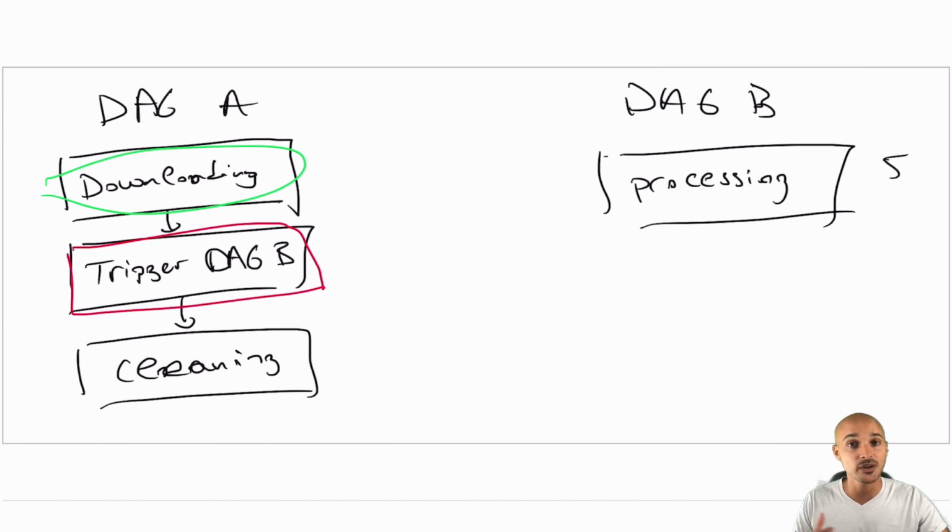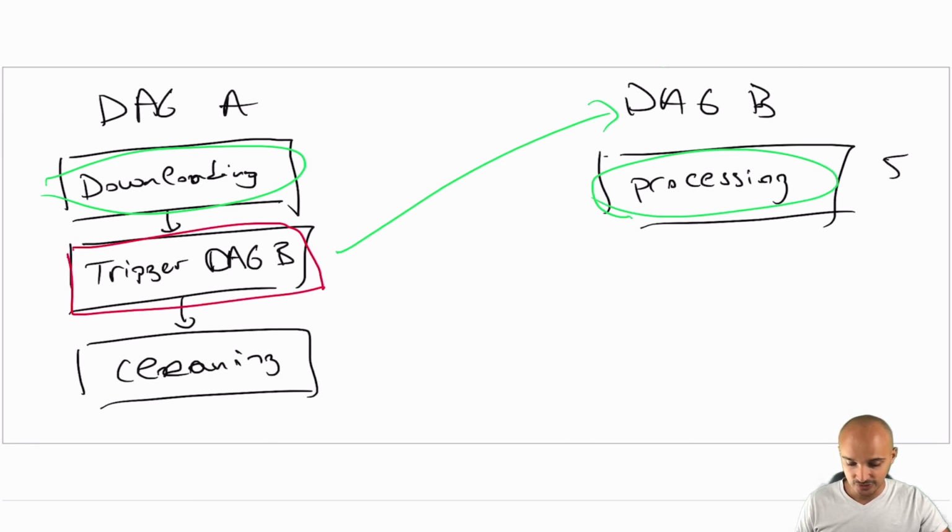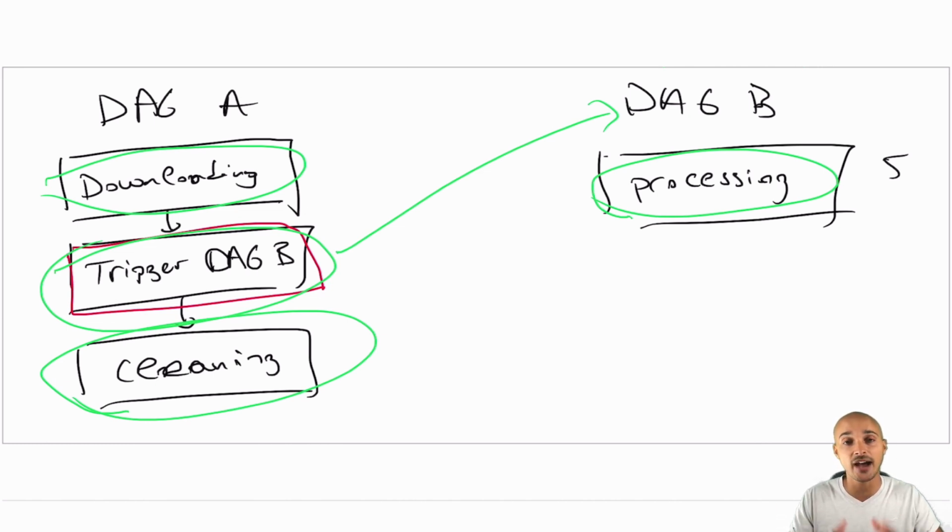Now what the TriggerDagRunOperator does, well, it triggers an external DAG, which is in that case DAG B, and so the task processing gets triggered as well. Without waiting for DAG B to finish, trigger DAG B from DAG A gets completed, and so cleaning gets triggered. Meanwhile, processing from DAG B is still running. So you have to remember, with the TriggerDagRunOperator, by default, it doesn't wait for the triggered DAG to finish before moving to the next task. It was impossible to change this behavior in Airflow 1.10.x, but now you can change it in Airflow 2.0.